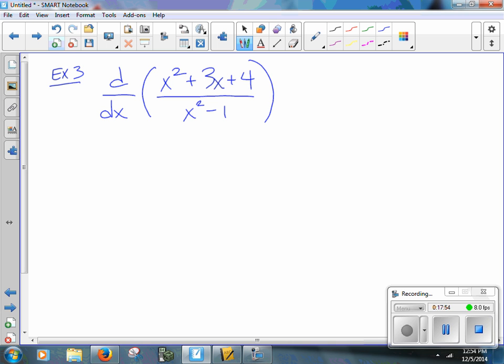I need you to be aware that you may have other ways to determine the derivative. Find the derivative of x squared plus 3x plus 4, all of that over x squared minus 1. Work on this on your own, diligently. Work with each other. Make sure you're all on the same page.